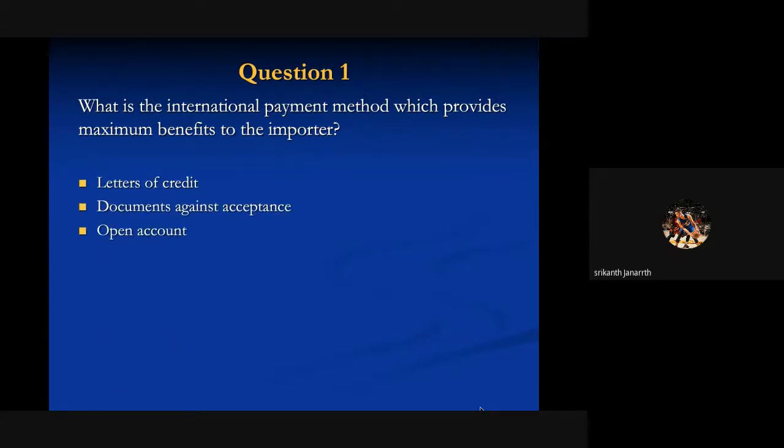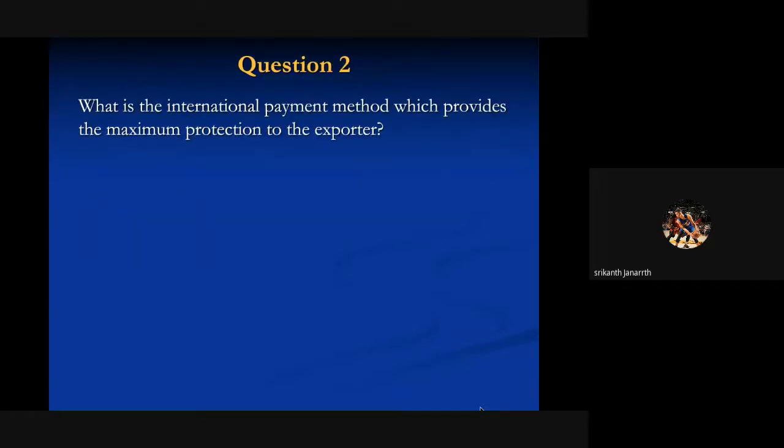Letter of credit, documents against acceptance, open account, advance payment. Which is the answer? What is the international payment method which provides maximum benefit to the importer? Which one? Importer. He gets the goods, later he will pay. What is the term? We learned today. Open account, right?